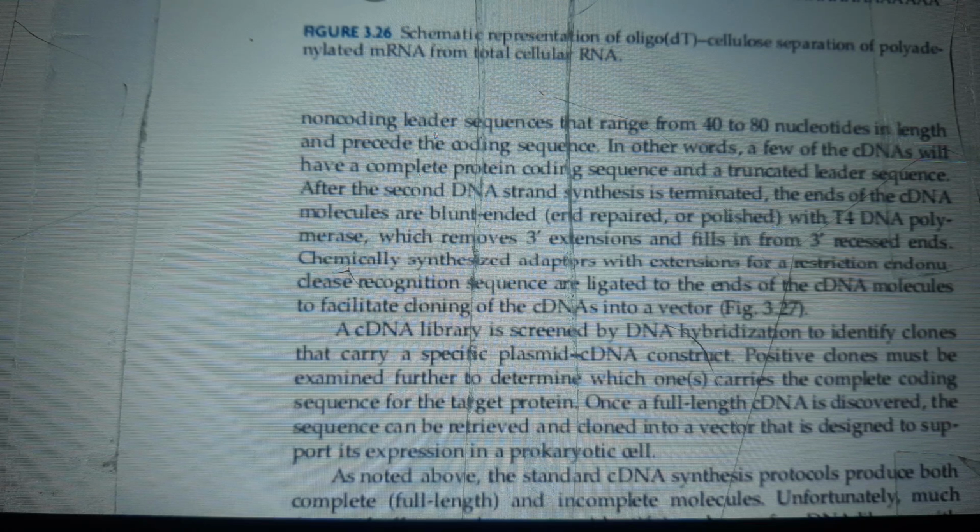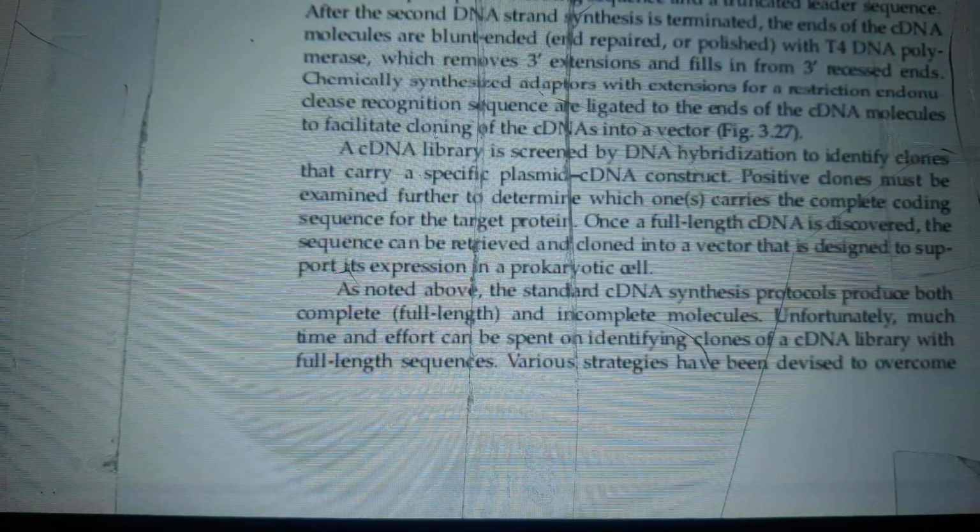Chemically synthesized adapters with extensions for restriction endonuclease recognition sequence are ligated to the ends of the cDNA molecules to facilitate cloning of the cDNAs into a vector. A cDNA library is screened by DNA hybridization to identify clones that carry a specific plasmid cDNA construct. Positive clones must be re-examined further to determine which ones carry the complete coding sequence for the target protein.